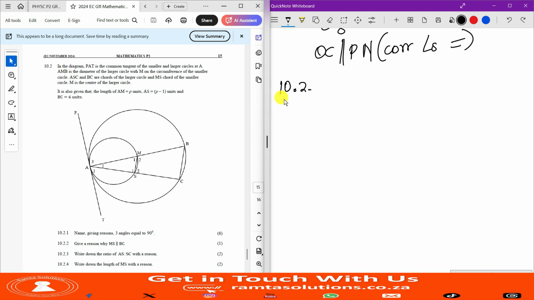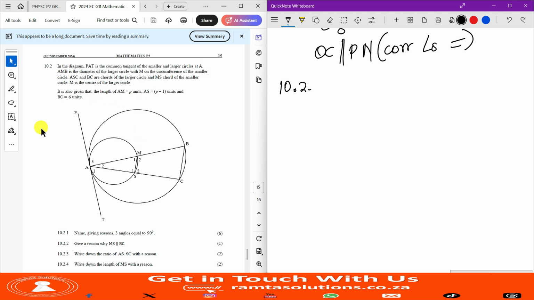All right, let's see. In the diagram, PAT is a common tangent. Oh, I do see it. PAT is a common tangent of the smaller circle and larger circle at A. Okay, cool. AMB is a diameter of the larger circle with M on the circumference of the smaller circle. With M, guys, check this out. They said AMB is a diameter of the larger circle with M on the circumference of the smaller circle.